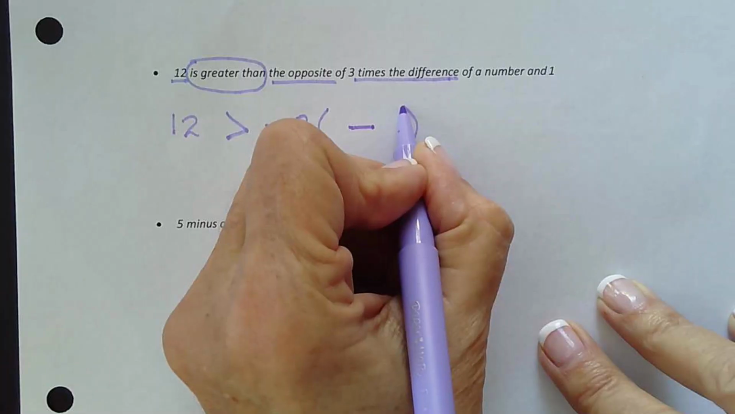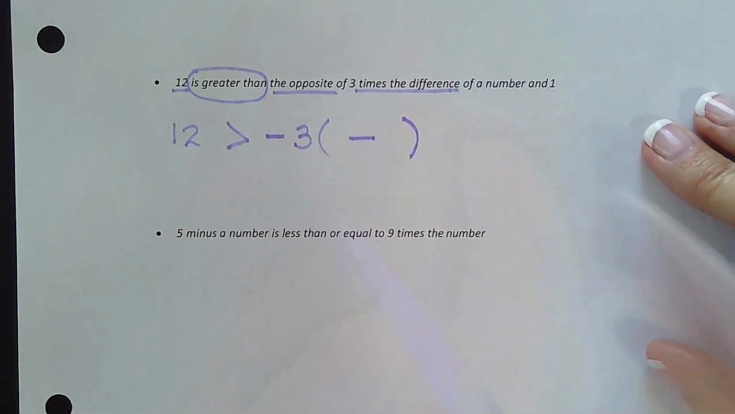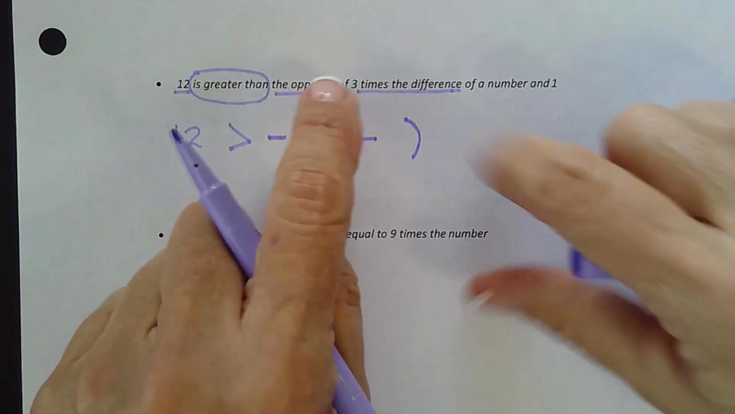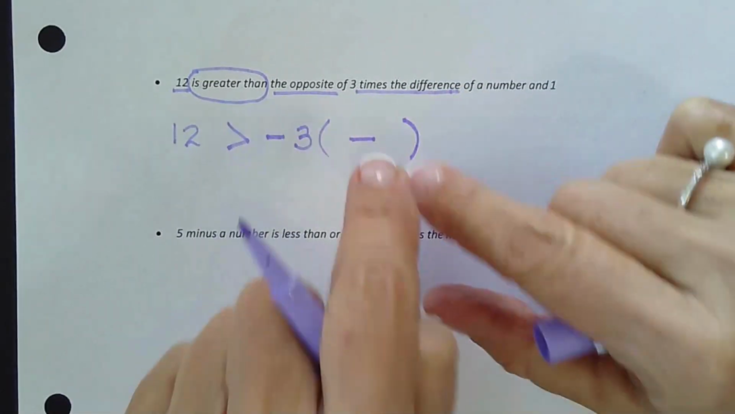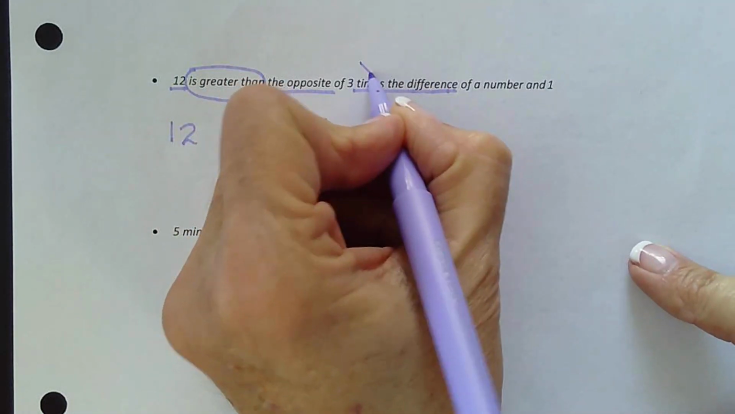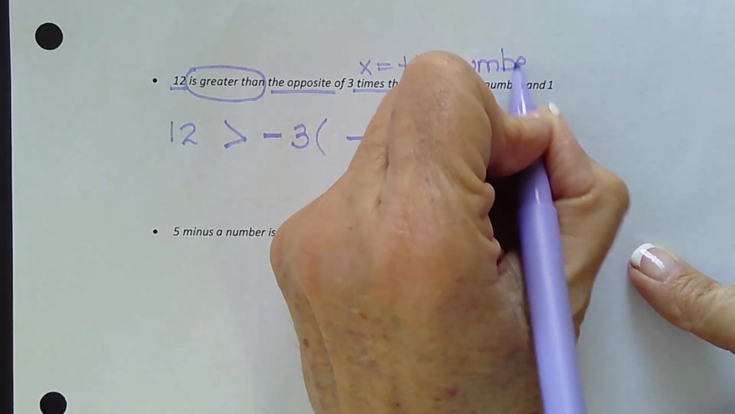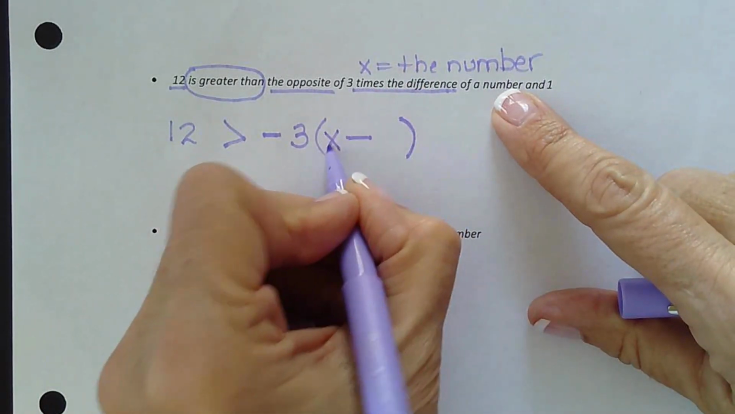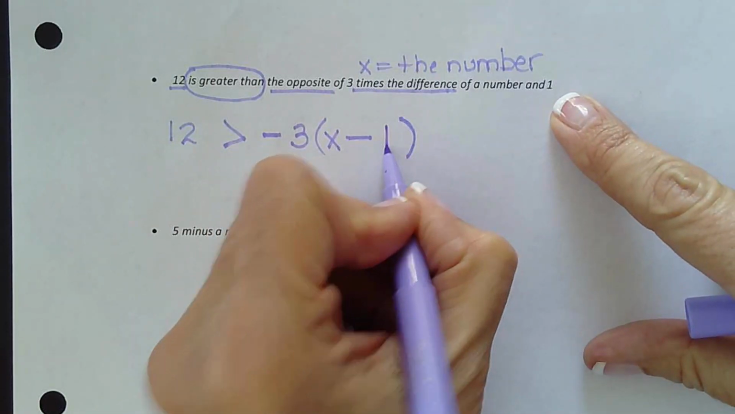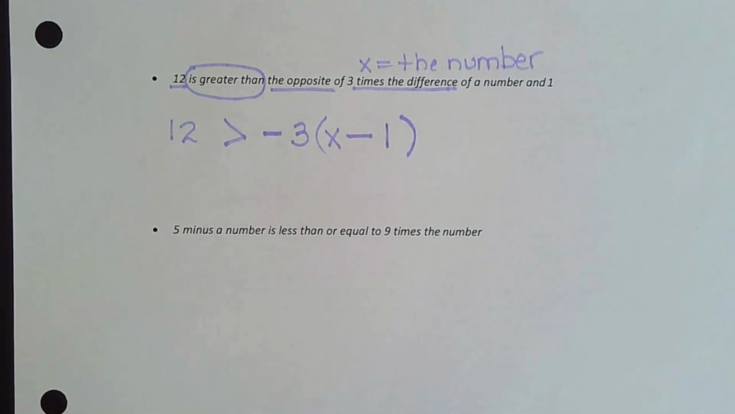I love this paper. This is a great little practice before the test because it's concentrating on all the stuff students miss. So 3, and it's times the difference. So you need parentheses with the subtraction sign. And let's call x the number on this one. So x goes before the and, 1 is after the and, so x is before the minus and 1 is after. So how did everybody do on that? I hope okay.